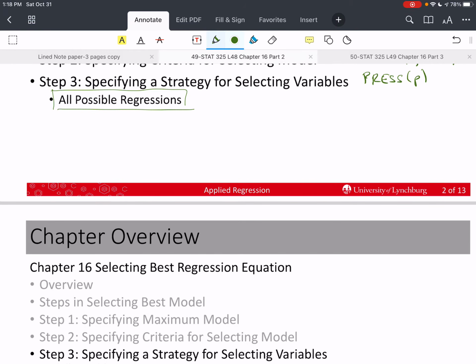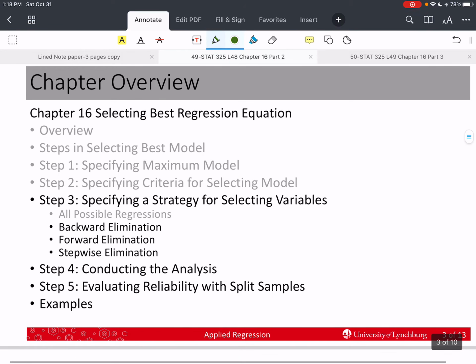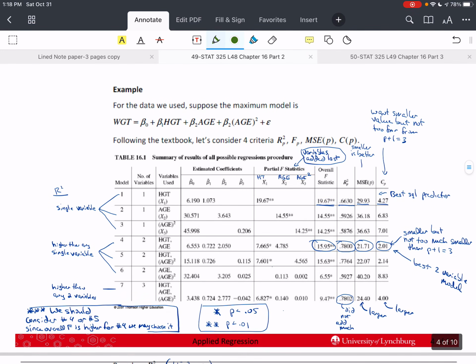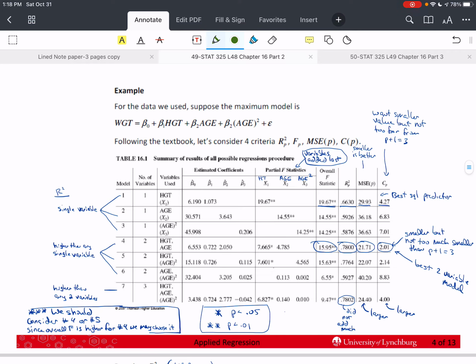So in this video, we're going to look at backwards elimination, forwards elimination, and stepwise elimination, depending on how far we can get. So let's get started. So we have this example of data. So this is an example where we're going to look at all possible regressions, okay? So the maximum model for our example was, remember, predicting the weight of these undernourished children based on their height, age, and age squared.